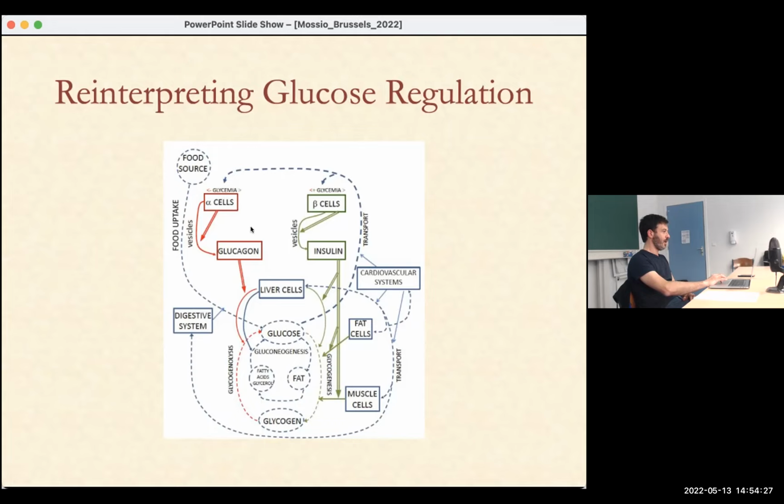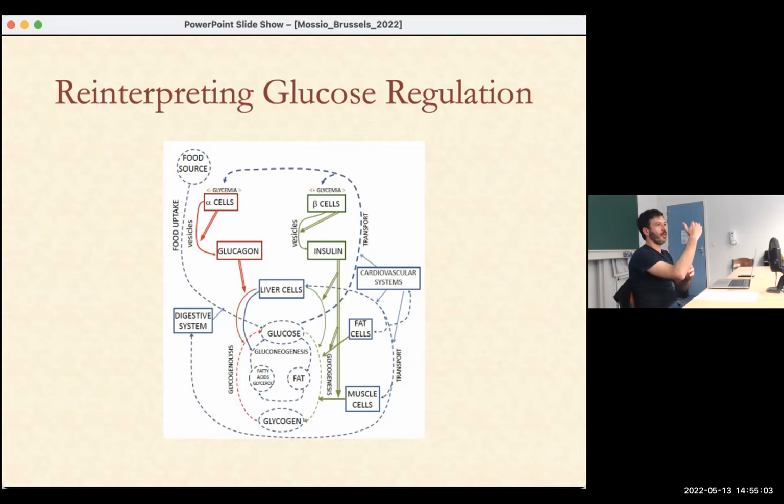And the other way around for alpha cells, which are also sensitive to the ratio between ATP and ADP. When the ratio is low, they sense it, they release vesicles, the vesicles fuse, and glucagon is released, which produces a secondary constraint on glycogenolysis, the breaking down of glycogen into glucose. So this is the same process, but we try to express them in the form of this hierarchical diagram.